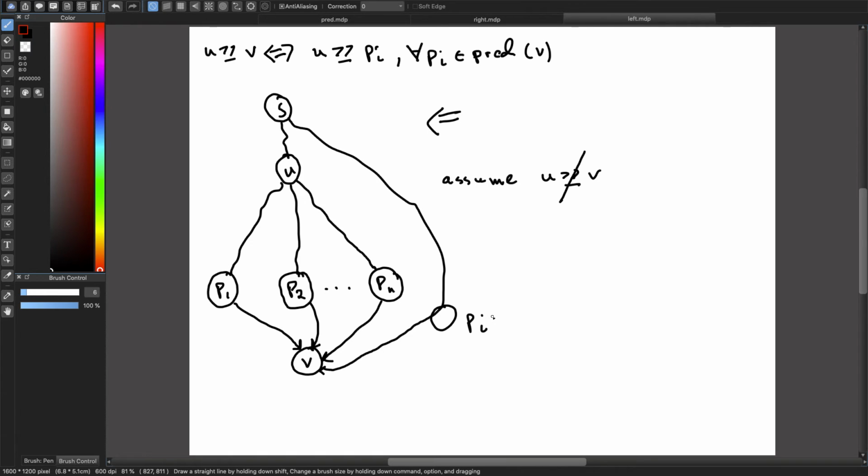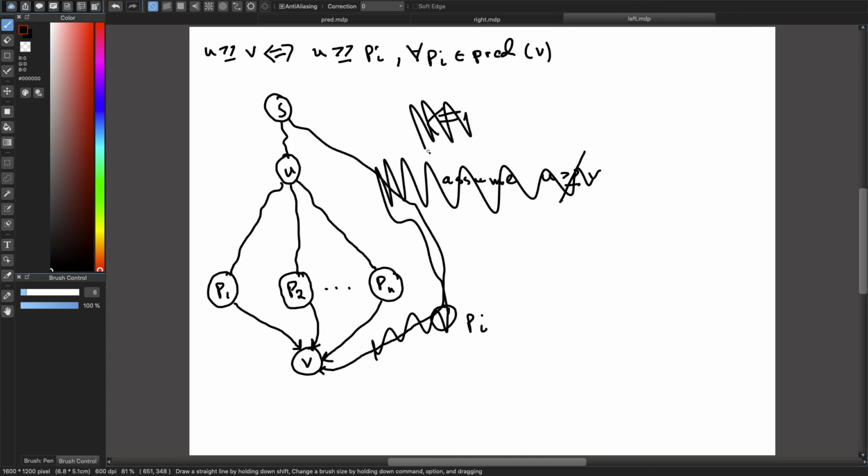so since now we have a path which does not include U, then U does not dominate V. But we have already assumed that U dominates each predecessor. So this cannot be correct either. Instead, we have that if U dominates V, then this is equivalent to U dominating each predecessor of V. We will next see the simple algorithm which makes use of this.